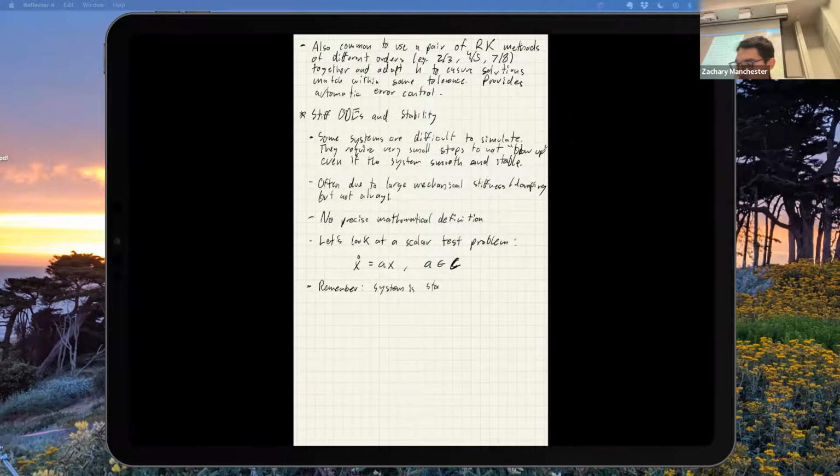The system is stable when the real part of a is strictly negative, right? And we know the exact solution here. What's the exact solution? x of t is e to the a t times x naught. Cool. So we know the exact solution. This is all good. We're now just going to plug this equation into our Runge-Kutta stuff and look at the stability of the discrete-time system as a function of time step or whatever.